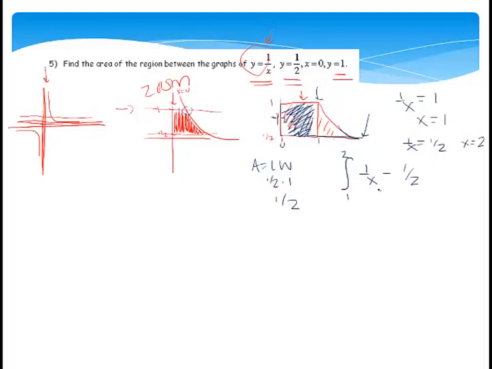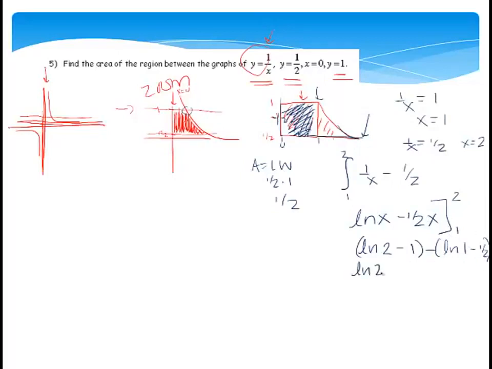So what's the integral of 1 over x? Okay, that's ln x. And what's the integral of negative half? That would be negative half x. And I'm going to plug a 2 and a 1 in. So that will give me ln 2 minus half times 2. Now I'm going to plug a 1 in. ln 1 minus half times 1.